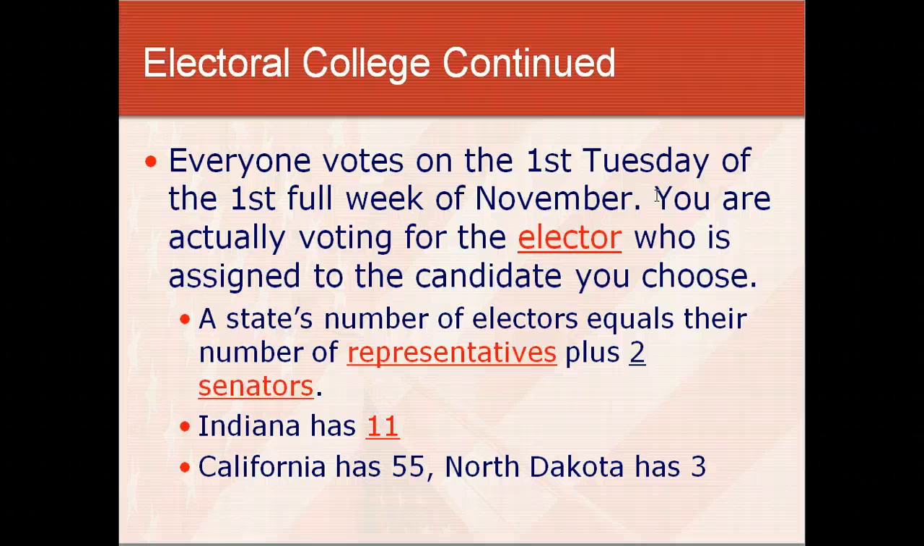In order to get a state's number of electors, you take their number of representatives plus 2 senators. So, Indiana has 9 representatives and 2 senators, which makes 11. California has 55, North Dakota has 3, to show you the range.